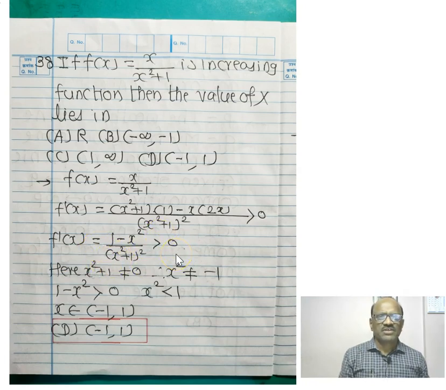But now see this, x square plus 1 is not equal to 0. It means that x square is not equal to minus 1. That is, 1 minus x square is positive. It means that x square is less than 1. And hence, x belongs to the open interval minus 1 and 1. Therefore, option D is the correct one.